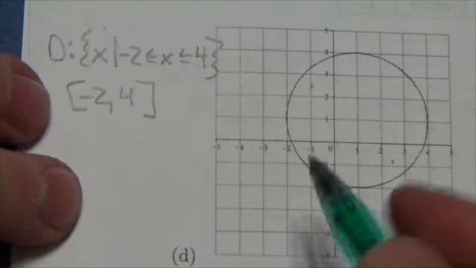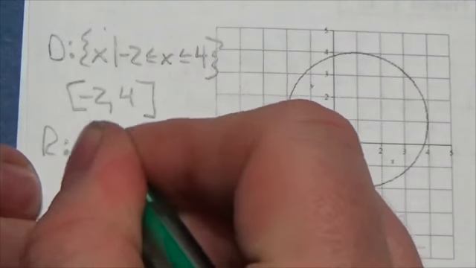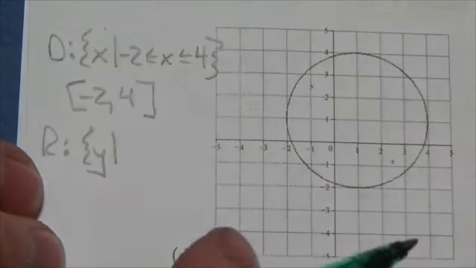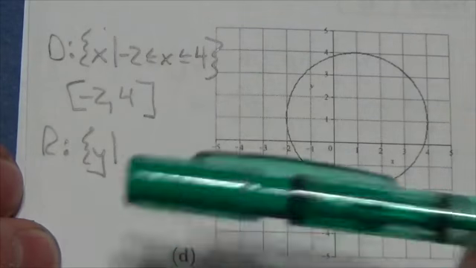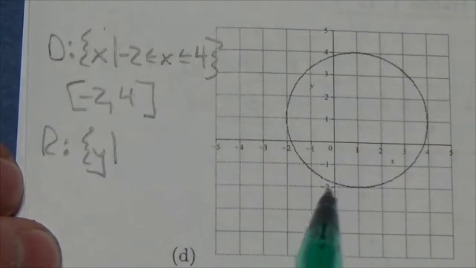Now, my range is going to be similar. As I slide up the graph here, of the Cartesian plane, the first time I encounter this graph is when the y-coordinate is -2. So that's the smallest number that this graph gets to.